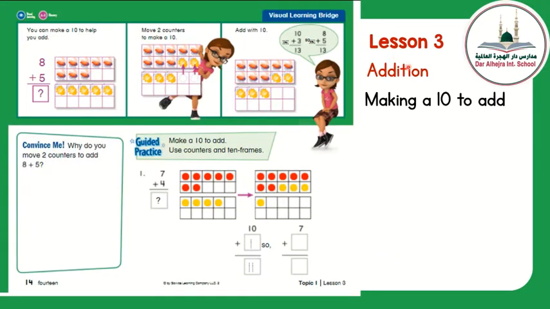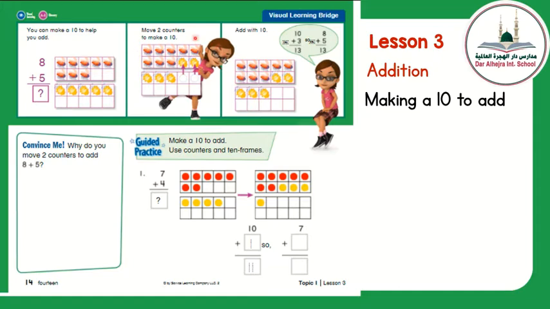In lesson number 3, we studied the method of making a 10 to add. Here we use different numbers. Here we use the counters in two different frames. For example, here we can see 8 plus 5. We had 8 counters in the first tens frame and 5 counters in the second tens frame. But we use the strategy make a 10 to add, and how do we use that strategy? We just moved counters from the second ten frame to the first ten frame to complete the first ten frame.